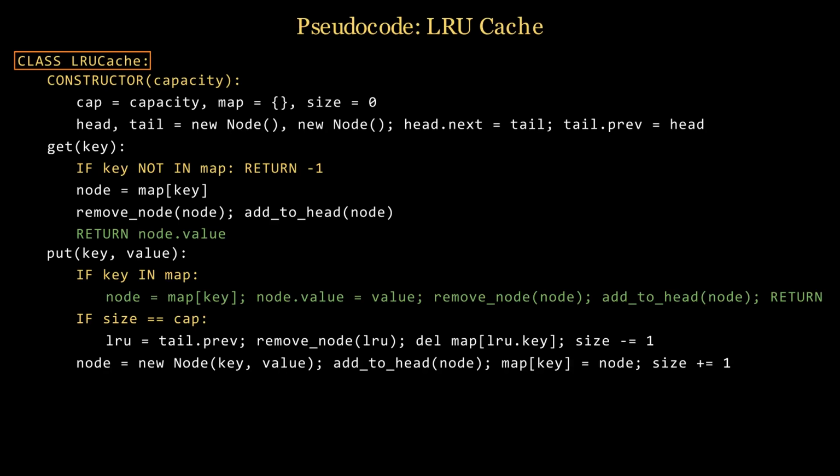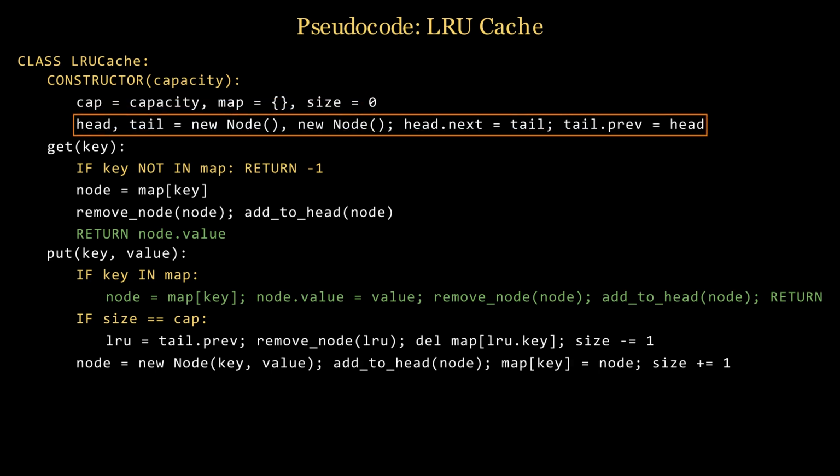The LRU cache class stores capacity, a map from key to node, size, and sentinel head and tail. Get looks up the key, moves the node to head, and returns the value. Put updates if the key exists, or evicts the LRU and adds a new node if full. Constructor, store capacity, empty map, size 0. Initialize sentinel head and tail and link them.